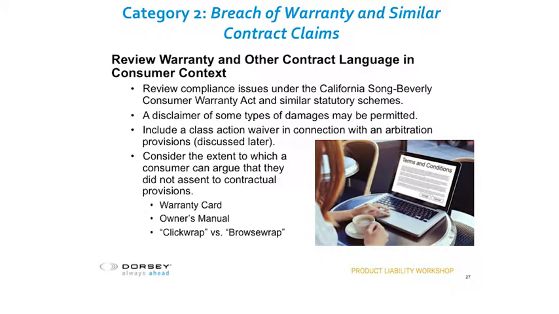Click wrap versus browse wrap are the terms that are used to discuss this concept, where you put the terms and conditions, including, to the extent that you can, limiting remedies and even perhaps a consumer class action waiver on your website. But when they go to buy the product, are they clicking on something that expressly highlights that? Courts are going to sometimes draw a distinction between click wrap and browse wrap terms.